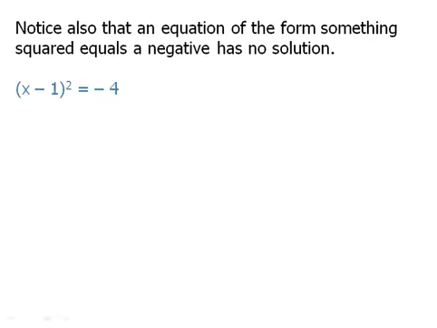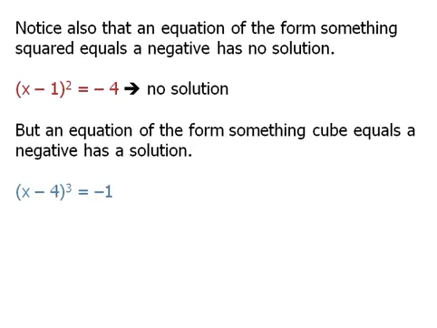Notice also that an equation of the form something squared equals a negative has no solution. So for example, x minus 1 squared equals negative 4. Well, there's no way that we can square anything and get negative 4. So that's an equation that has no solution. But we could have something cubed equals a negative. That's perfectly fine. If something cubed equals negative 1, then that thing must equal negative 1, and then we can solve for x.